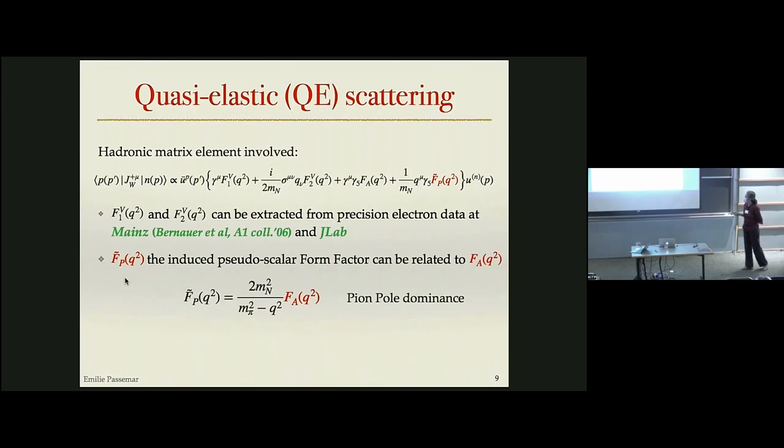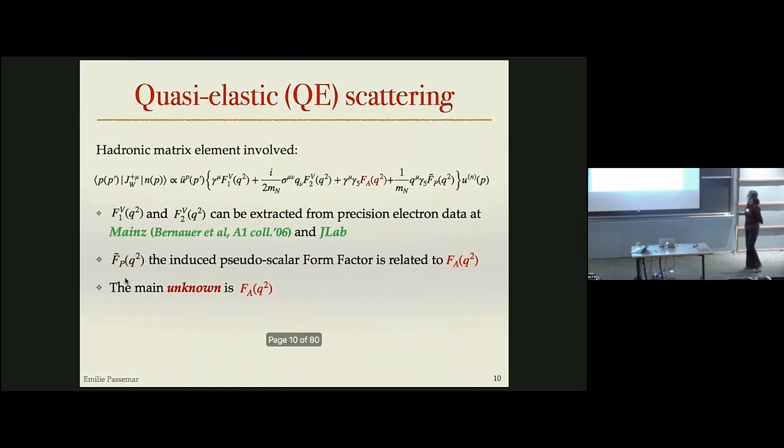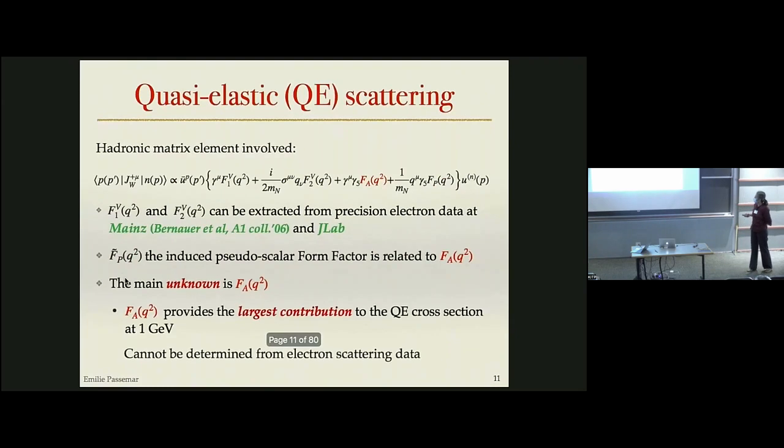Now, if you assume pion pole dominance, you can relate this induced pseudoscalar to the axial form factor, okay? And so, as you can see from these formulas, your main unknown is this axial form factor, yes? And this axial form factor, if you make the calculation, you see that it provides us the largest contribution to the quasi-elastic cross-section at 1 GeV.